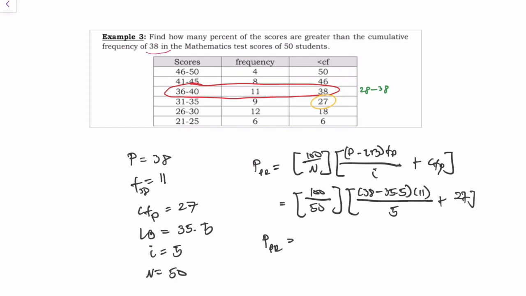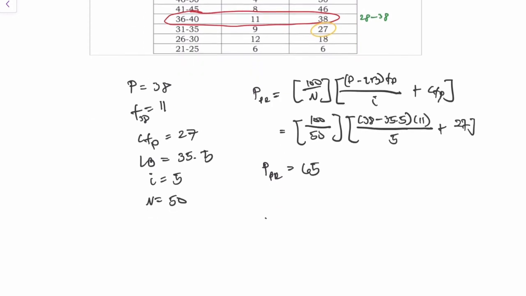So we have 100 over 50 times, we have 38 minus 35.5 times 11 all over 5, plus 27. So we have 65. Now how will we interpret this answer?